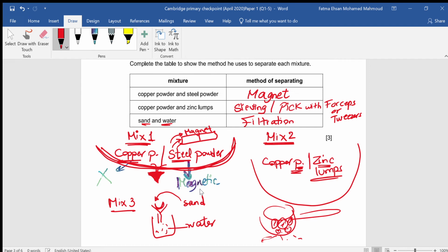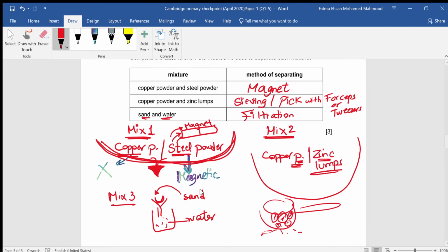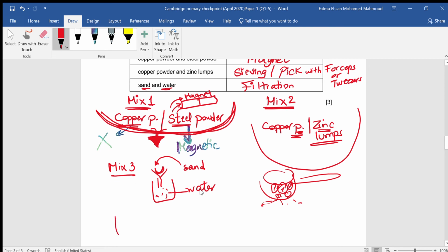Someone might tell me, no, I have another method. There is actually another method. If I have the sand and the water, can I heat them up? Or you can heat them up. The water will evaporate, the sand will stay.